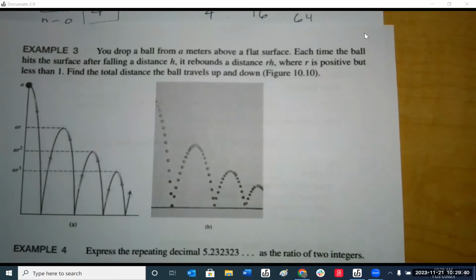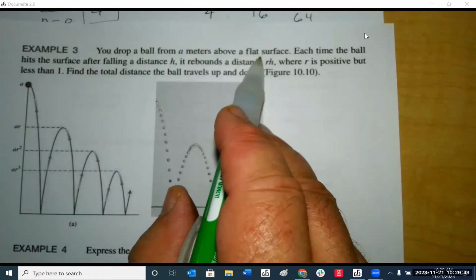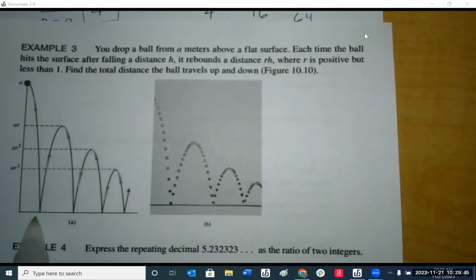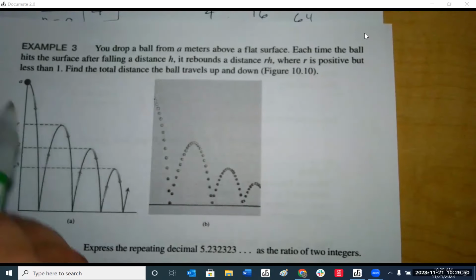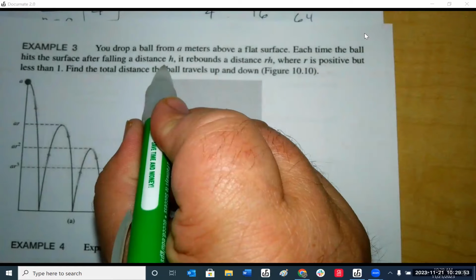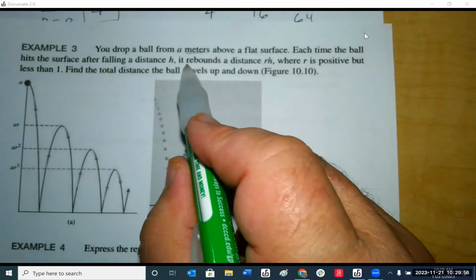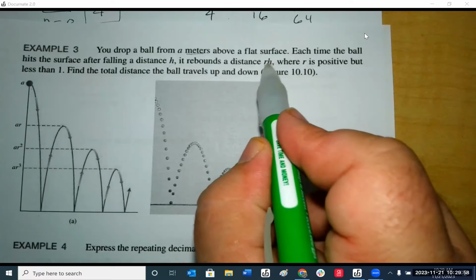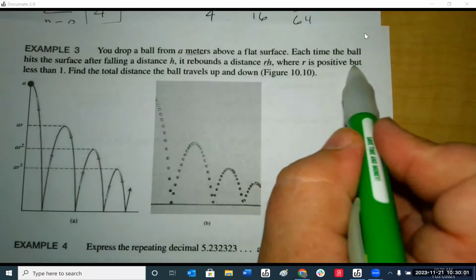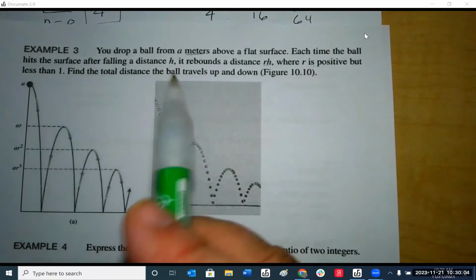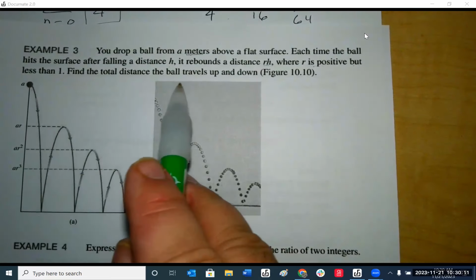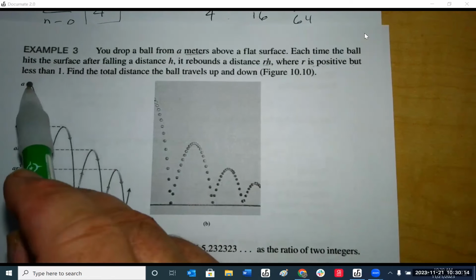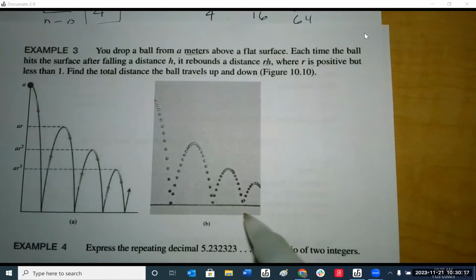You drop a ball from A meters above the flat surface. So that's where you drop it off. Each time the ball hits the surface after falling a distance of h meters, it rebounds a distance of RH, where R is positive but less than 1. Because if it was greater than 1, it would increase. It wouldn't. This is a decreasing sequence. Find the total distance the ball traveled up and down, till it stops bouncing.